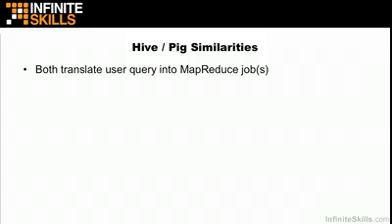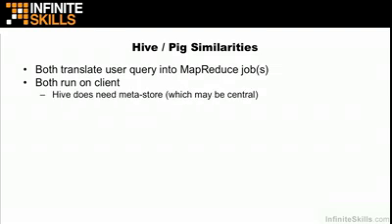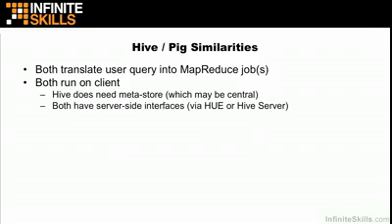Both simply translate a user's query into MapReduce jobs. In the backend, in the cluster, they're simply running a MapReduce job. That translation happens on the client for both Hive and Pig. Hive, however, does need a metastore, which translates its tables into underlying HDFS. If you have several users in a system, you may even want to make that central. Both have server-side web interfaces via either Hadoop's user interface or Hue or the Hive server too.